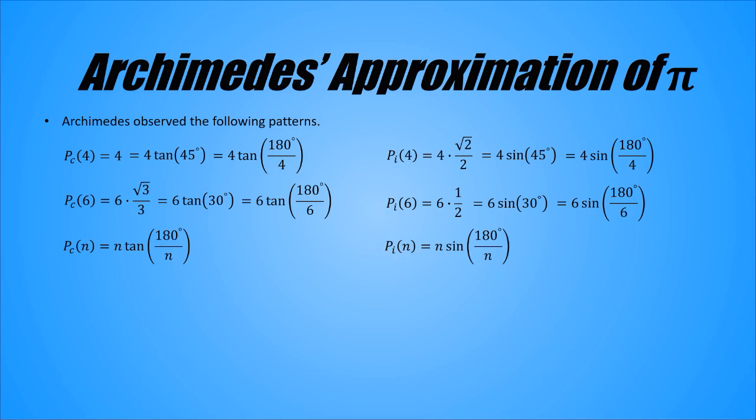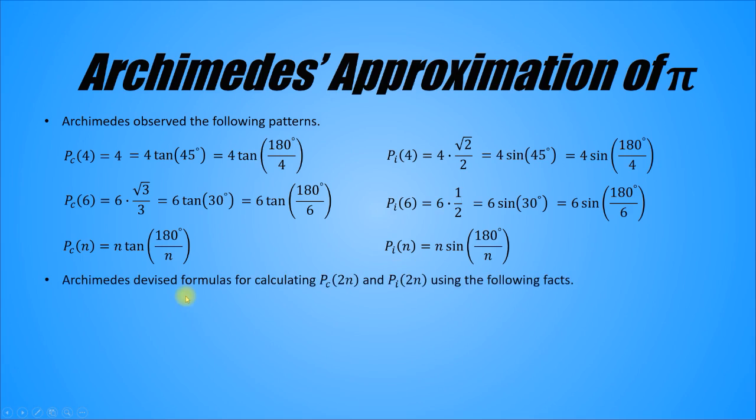And so this is great. So when Archimedes was solving this problem, he did the perimeters for the squares and then the hexagons, and then he thought, this is for the birds, I gotta speed this up. So what he did was he devised formulas for calculating the perimeters of the circumscribed and inscribed polygons every time the number of sides of the polygon doubles. And he did it using the following facts.